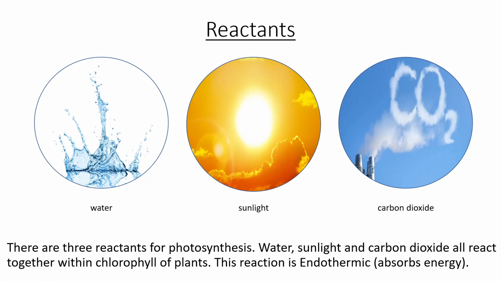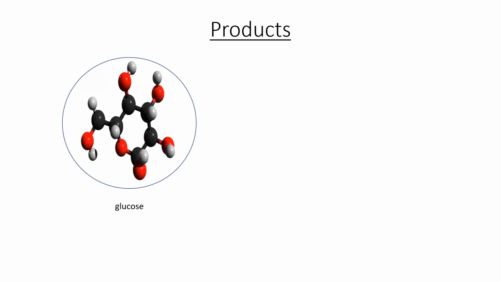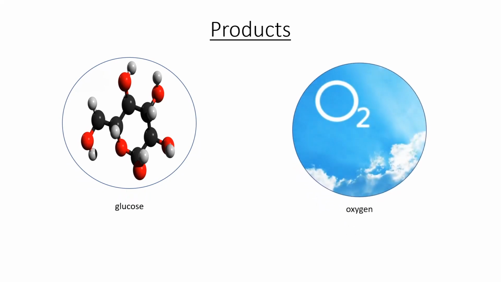Let's move on. Have a look at the products. The products in a chemical reaction are the ones produced by a combination of the reactants. It is what comes out on the side the arrow is pointing to when you write up a chemical equation. So having a look here, we have the molecule glucose, and we also have oxygen.